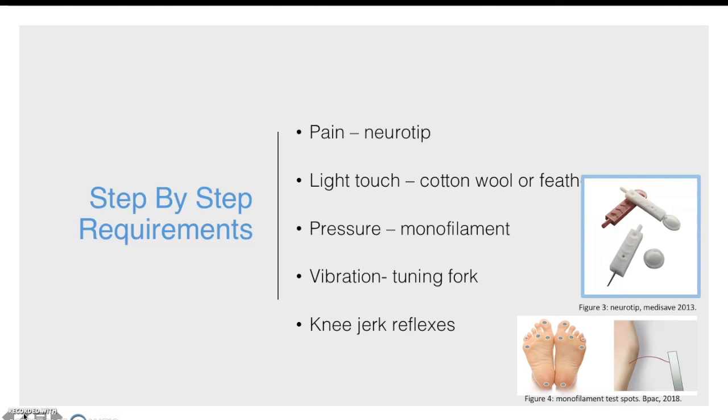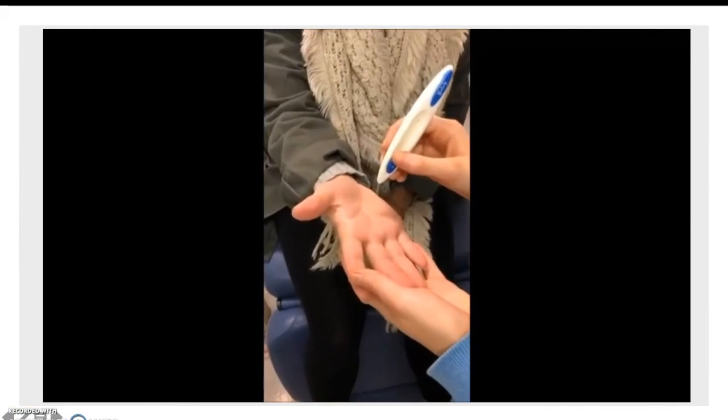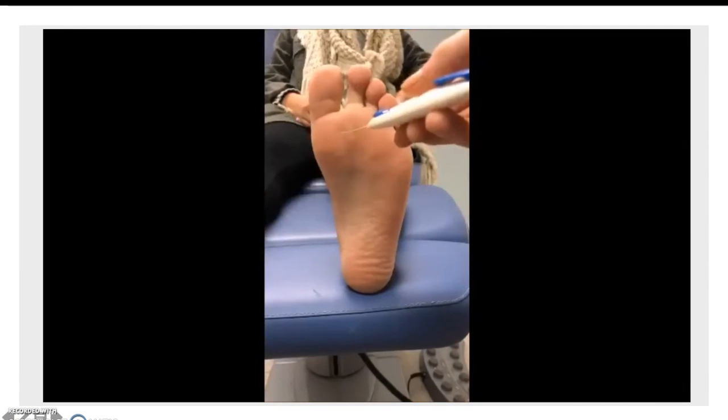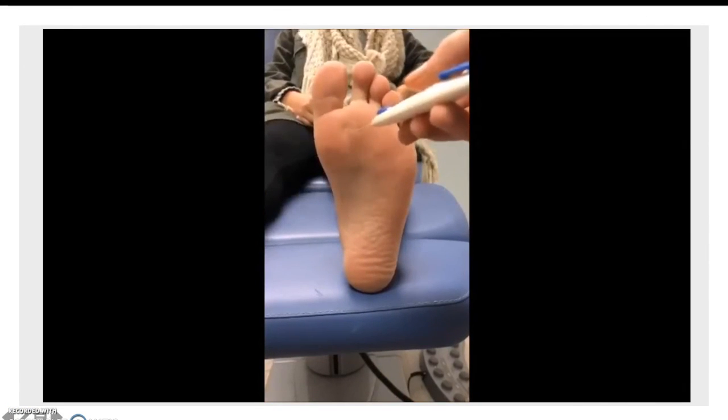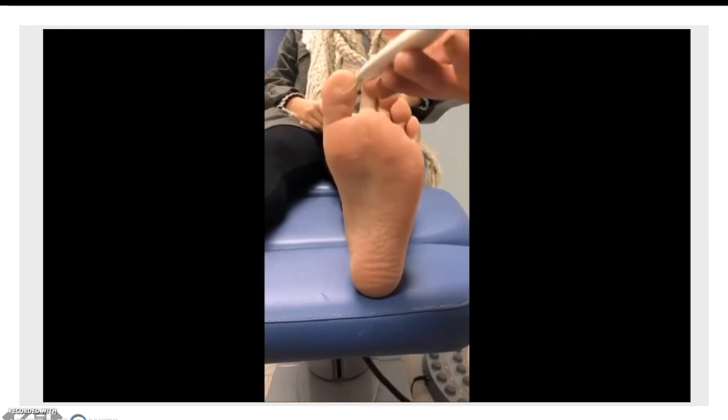For the pain test, using a neurotip, ask the patient to close their eyes and alternate randomly between applying the stimulus to the skin. For the light touch test, apply cotton wool or a feather to the skin. The pressure test involves holding a monofilament to the skin for 2 seconds, applying the monofilament to the hallux, bases and apexes of the 3rd and 5th metatarsal, medial plantar foot, dorsum of the foot, and plantar heel.